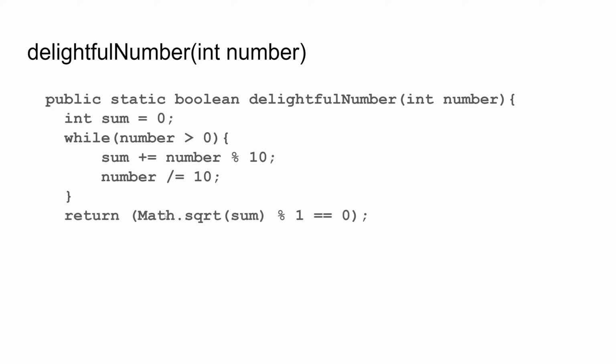And then we're going to see if the remainder of the sum, when we take the square root, is a decimal or not. If the remainder is a decimal, it's not a perfect square. If the remainder is 0, then we have that perfect square when we square root it.